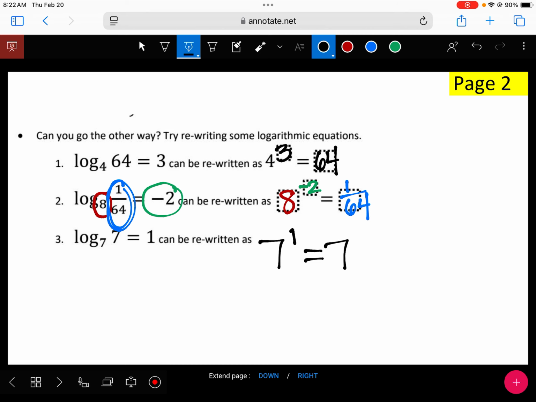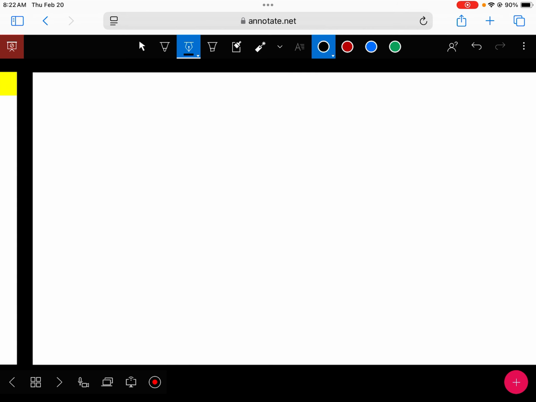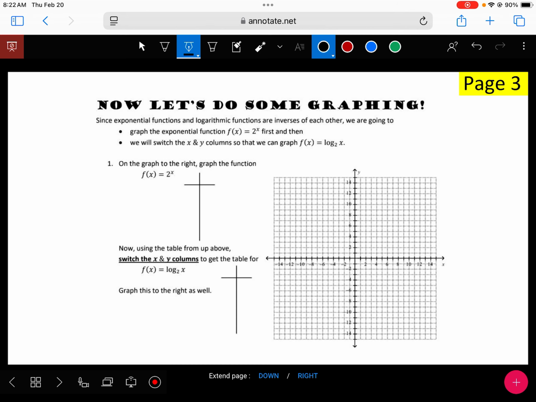All right, well, let's start graphing. That's my favorite thing to do in math is graph. Anybody else like graphing? Yes, you do. You just don't want to admit it.